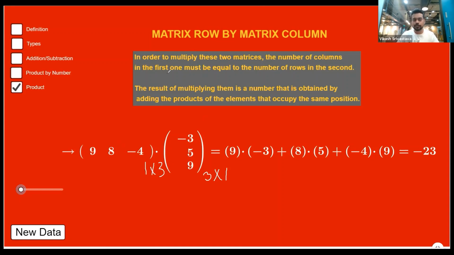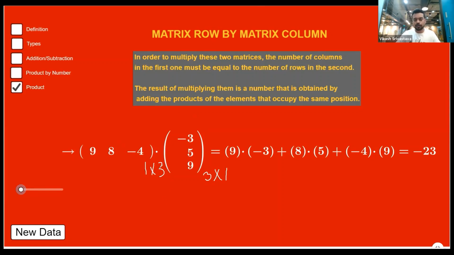So the number of columns in the first one, so 3 columns, must be equal to the number of rows in the second one. The number of rows in the second one is again 3. So in this case, we can multiply these two matrices. The result of multiplying them is a number that is obtained by adding the products of the elements that occupy the same position. Let's look at this particular example, and you'll get the idea.